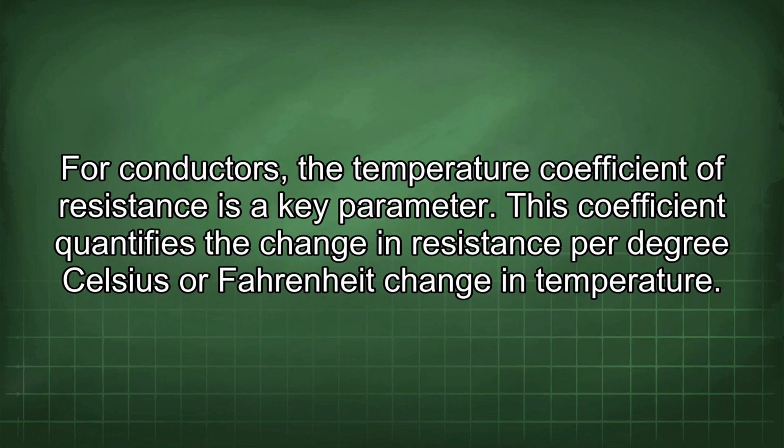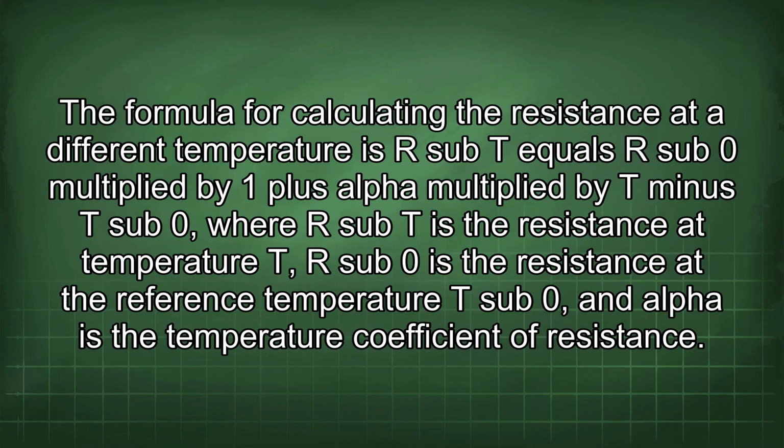For conductors, the temperature coefficient of resistance is a key parameter. This coefficient quantifies the change in resistance per degree Celsius or Fahrenheit change in temperature. The formula for calculating the resistance at a different temperature is R_T equals R_0 multiplied by (1 plus alpha multiplied by (T minus T_0)), where R_T is the resistance at temperature T, R_0 is the resistance at the reference temperature T_0, and alpha is the temperature coefficient of resistance.